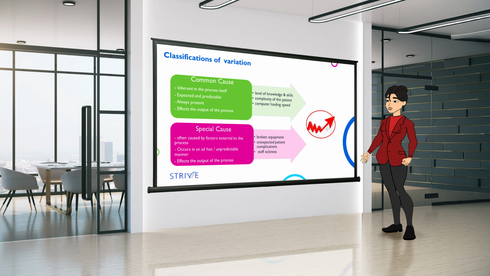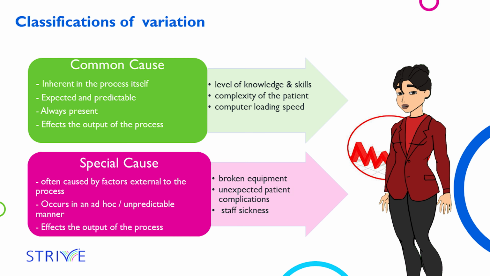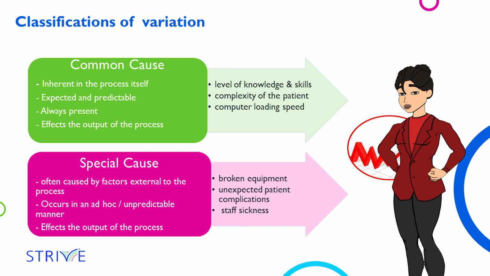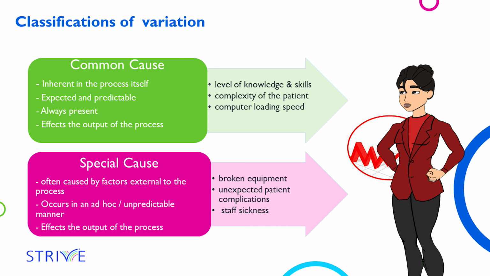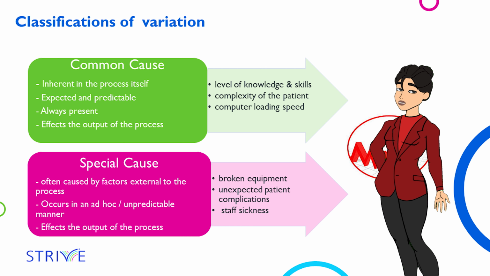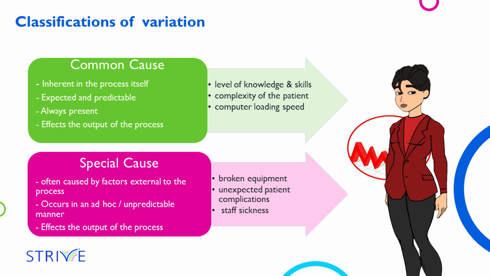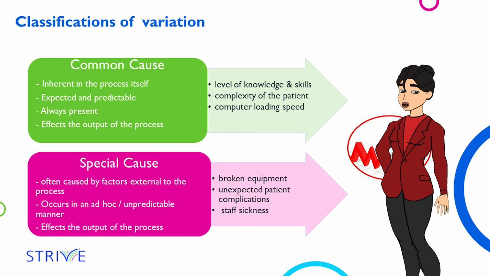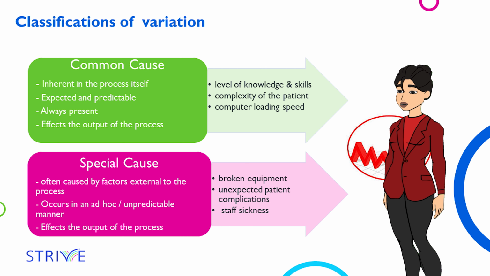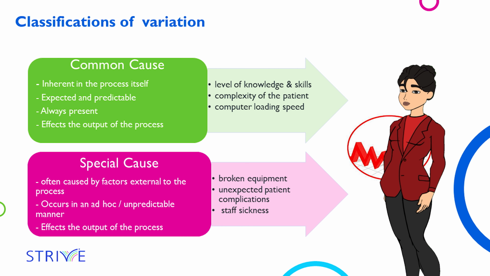Variation can be split into two classifications, common cause and special cause. Common cause variation is expected and predictable. It is inherent in the process itself and always present. Special cause variation is not expected. It occurs in an ad hoc and unpredictable fashion, and it is usually caused by factors external to the process itself. Now let's apply this to an everyday example.